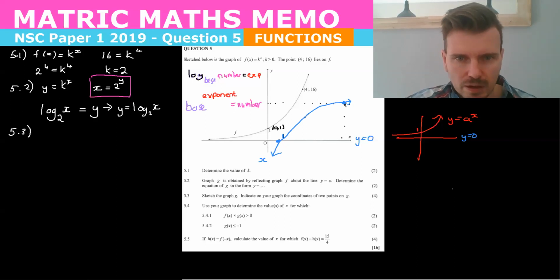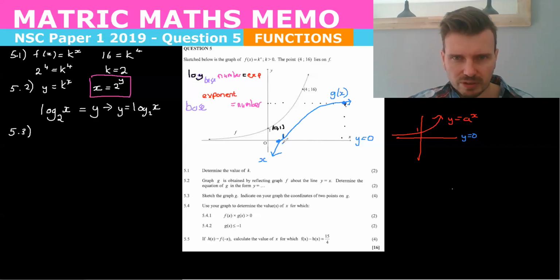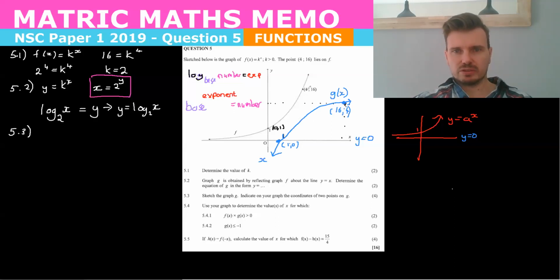Okay, and that is g of x. Now in your exam, you're going to have an answer sheet, so you draw it on there. They want at least 2 points. Well, we know the 2 points we've got are (1, 0) and (16, 4), because we swapped x and y. So that was 5.3 done.